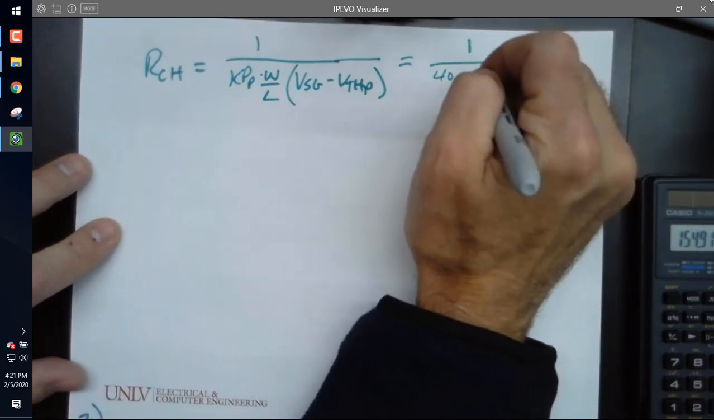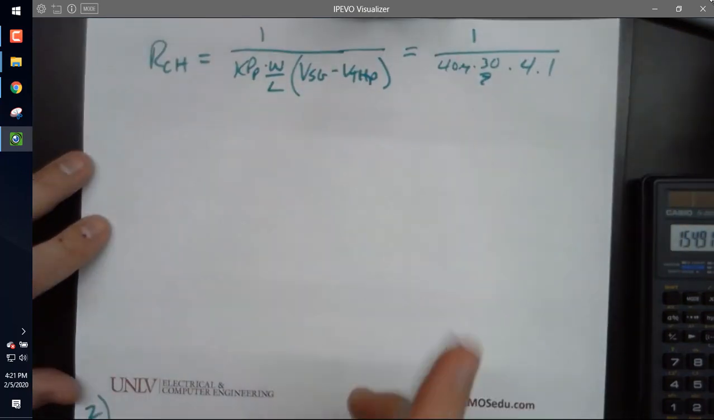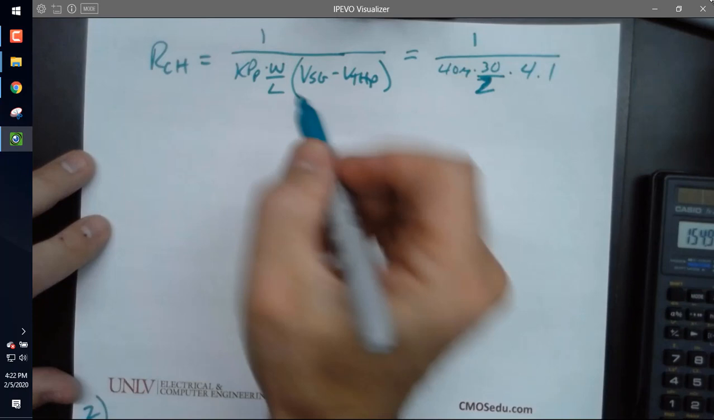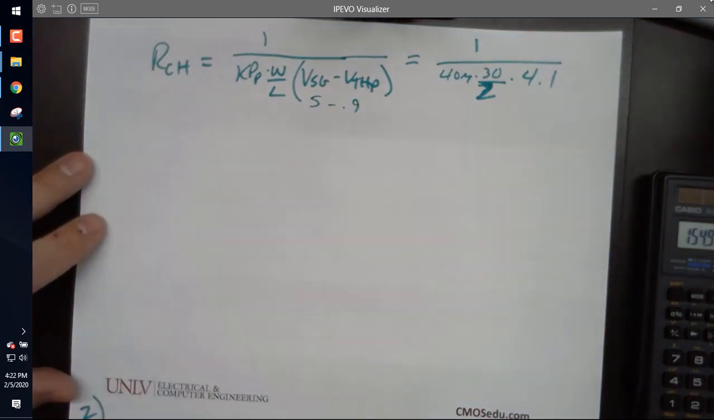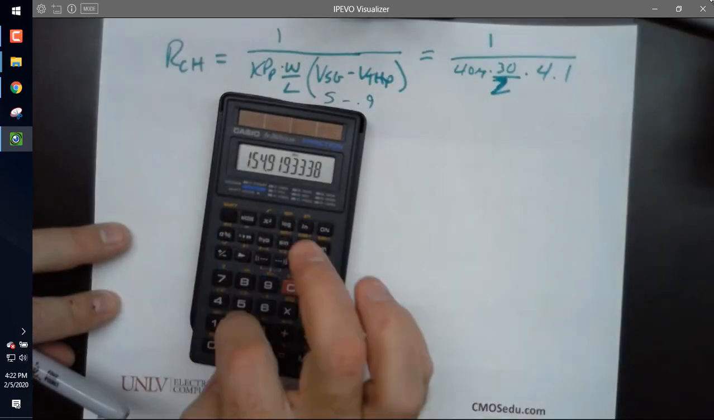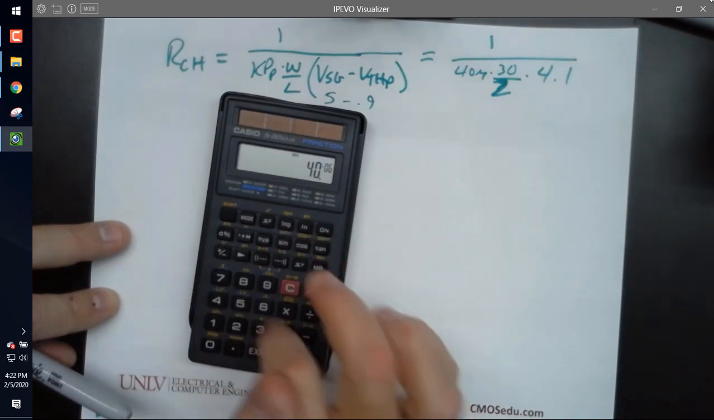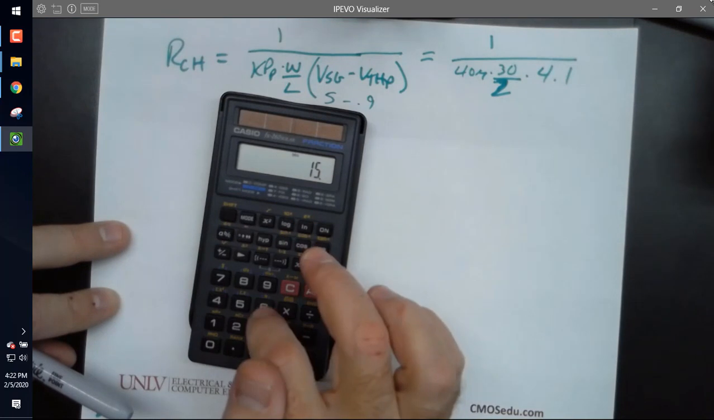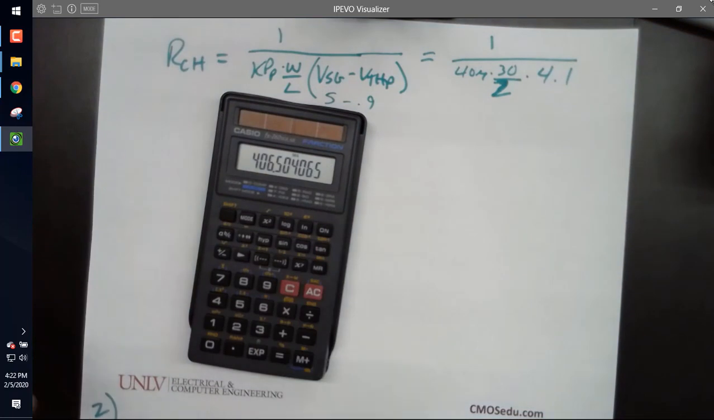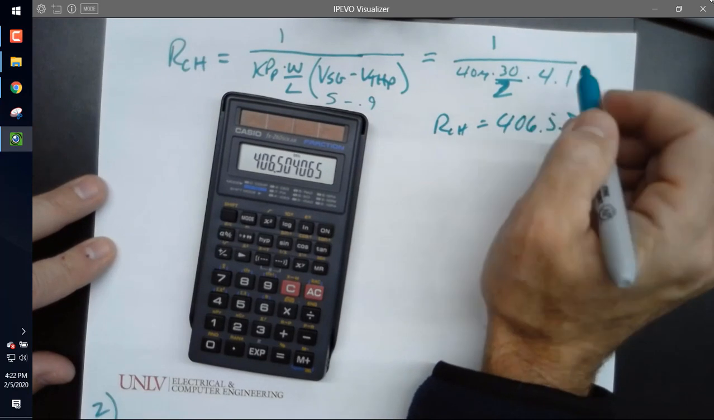40 microamps times 30 over 2 times 4.1. If I leave it like that, is anybody going to look later and go, how did he get, oops, this is over 2, yeah. How did he get 4.1? And let's make sure you know. There we go, 5 minus 0.9. Let's plug and chug. So we get 40E6 change sign times 15 times 4.1 equals shift 1x. Says our channel equals 406.5 ohms.